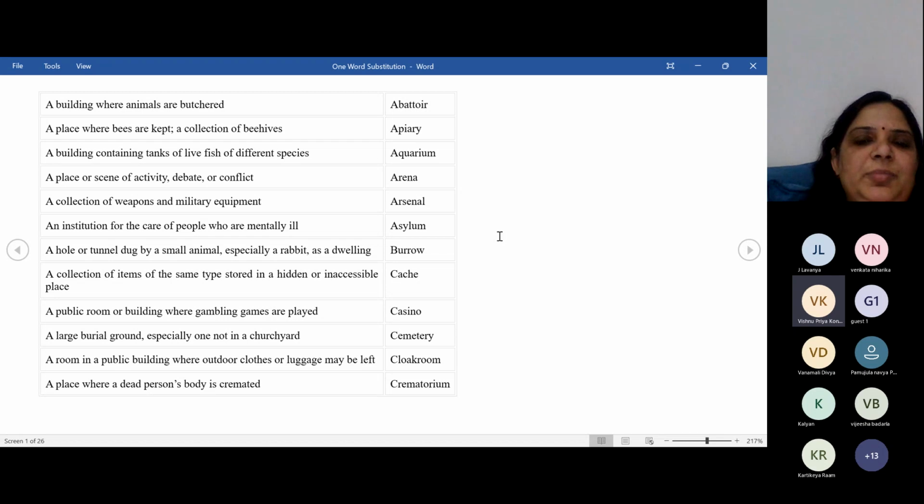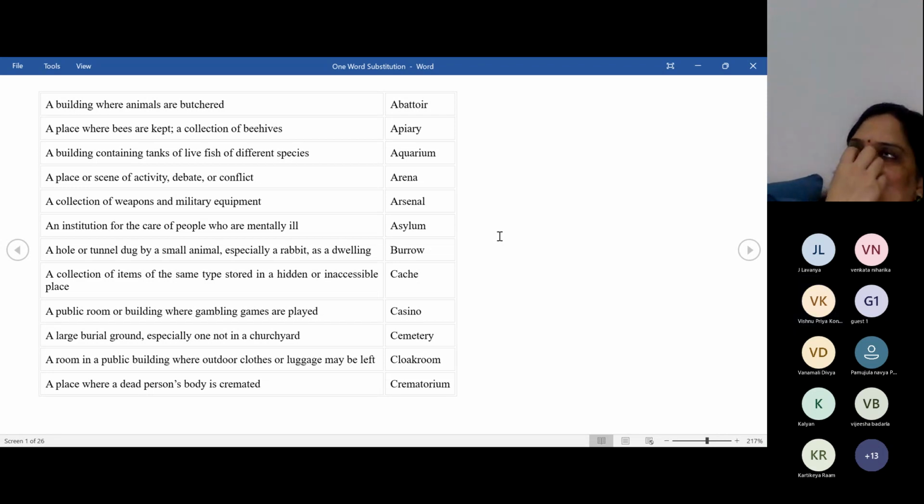Yeah, ma'am. Everybody has heard about asylum seekers. It means now we are having Myanmar people in India. You're talking about that asylum. Okay, fine. This one is about a place for the mentally ill.